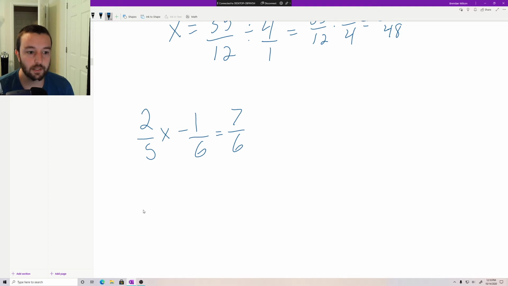The reason for that is because when we're moving things over to the other side, we're kind of trying to undo the problem. We're trying to reverse engineer it so that we can just figure out what x was. Okay. So we have to go backwards through the order of operations.